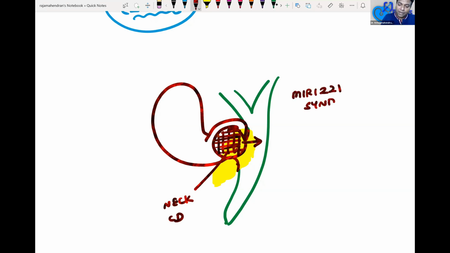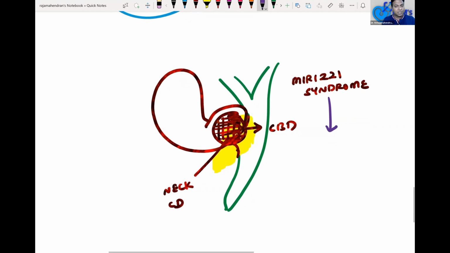Mirizzi syndrome can cause compression of the bile duct, CBD, with a stone in the cystic duct and neck. So what should actually be done for this case of Mirizzi syndrome? The latest treatment is that surgeons now complete it even with laparoscopy, but ideally what is given in materials and books is to convert it to open cholecystectomy. We should go for an open cholecystectomy.